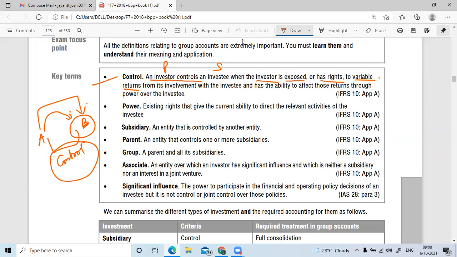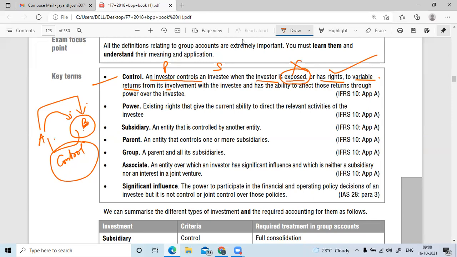So an investor controls an investee when the investor is exposed or has rights to variable returns. Let us leave this word exposed, so as not to confuse. Variable is not fixed. That means B's returns can be 10,000, 5,000 at times, anything. But why does A have rights to those variable returns, or the right to get the returns of B?